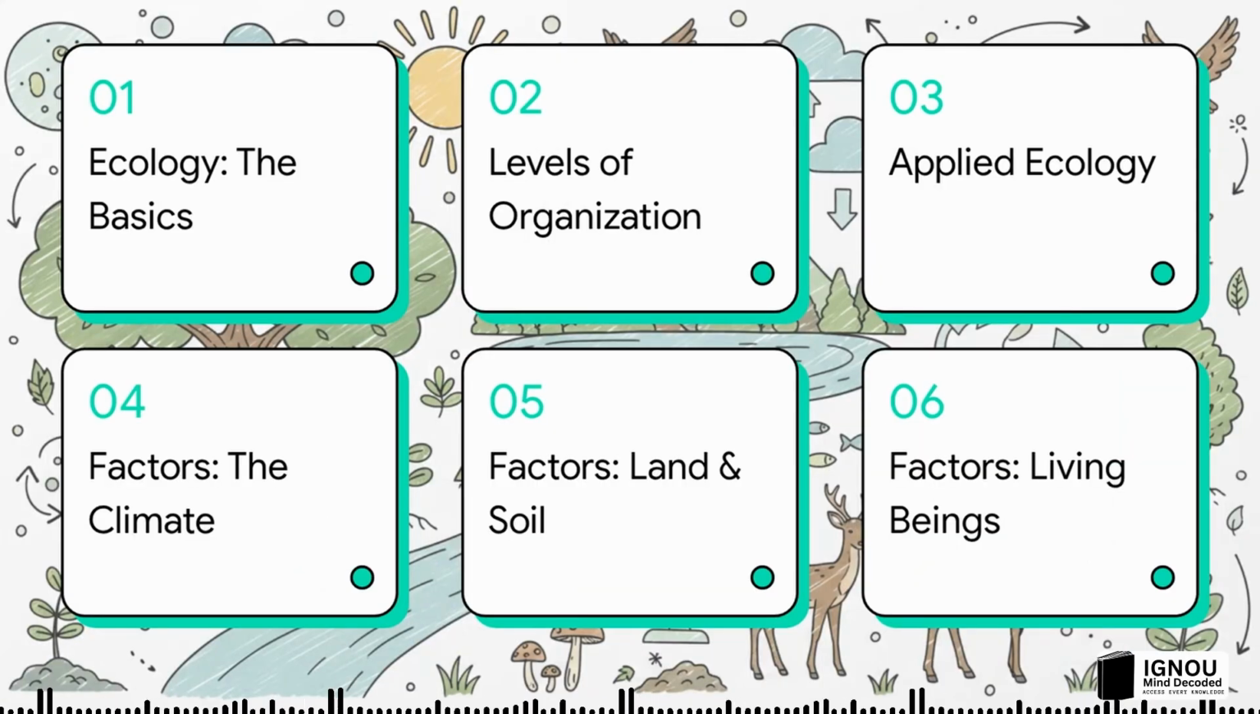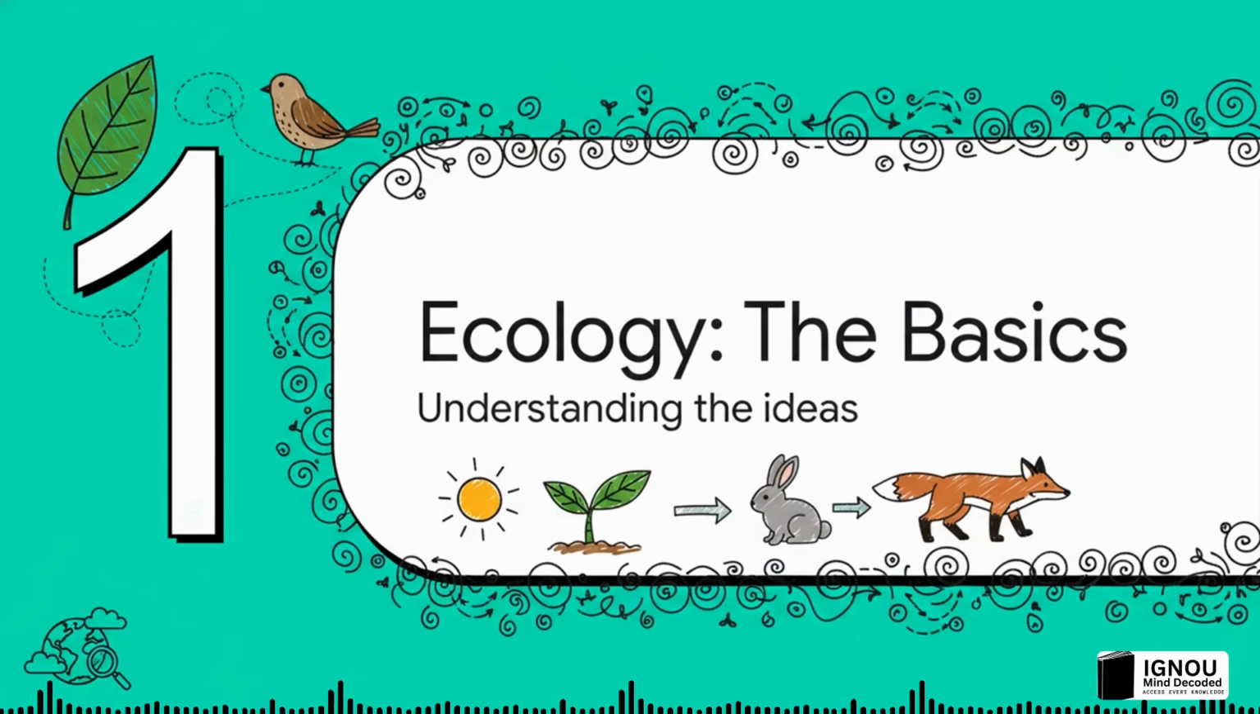Here's our game plan for today. We're going to break it all down into 6 simple sections. We'll start with the absolute basics, then look at how nature is organized, and finally, we'll explore all the different environmental factors that shape life as we know it. Okay, let's jump right into Section 1.